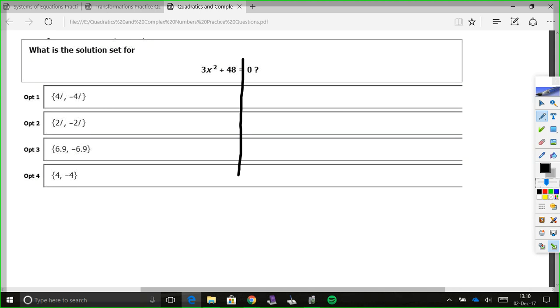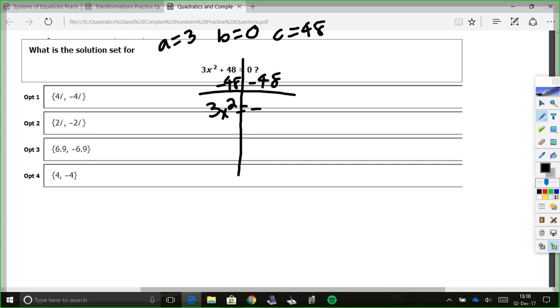If you use the quadratic formula, remember a is equal to 3, b is equal to 0 in this case, and c is equal to 48. You'll get the same thing. It'll just take you 10 times longer. All right. So let's try to get the x by itself. We'll start by subtracting 48 on both sides. This leaves me with 3x squared equal to negative 48. And then we can divide by 3 to have x squared equal to negative 16.